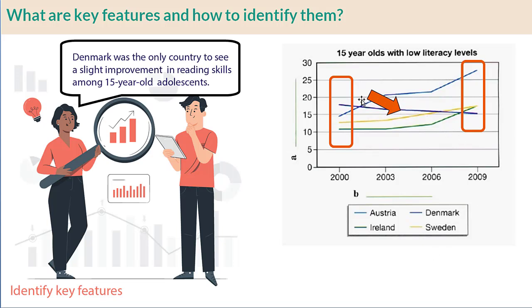So the number of students with low literacy level increased in all countries except for Denmark. So this is what we need to highlight. In this case, our key feature will be as follows. Denmark was the only country to see a slight improvement in reading skills among 15-year-old adolescents.